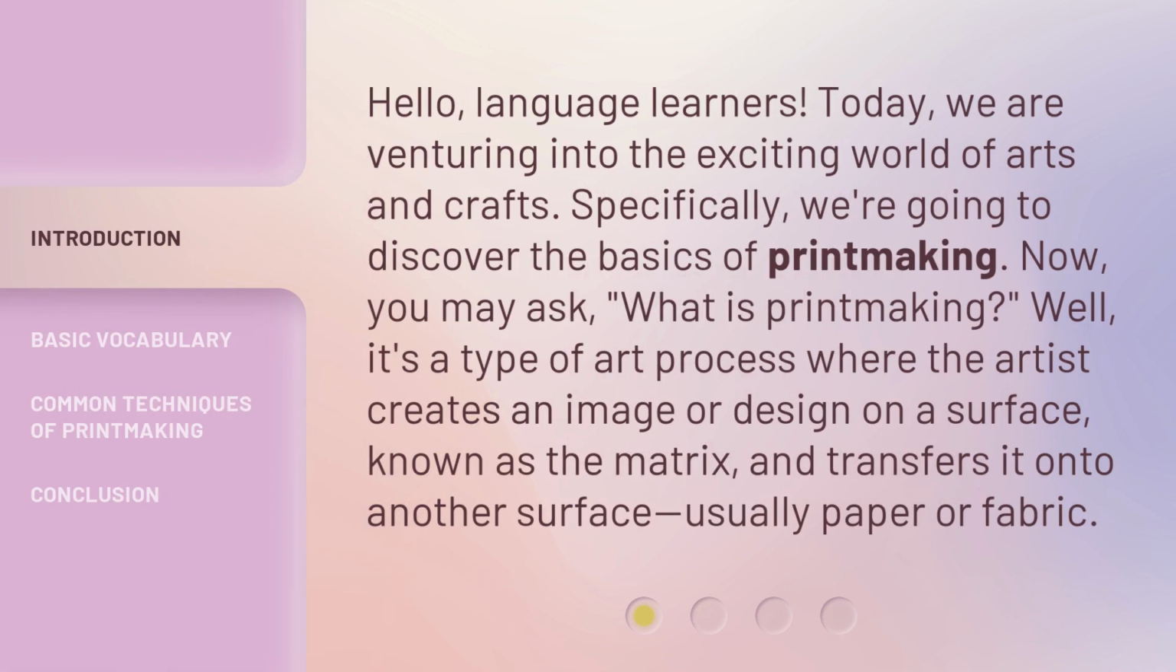Hello, language learners. Today, we are venturing into the exciting world of arts and crafts. Specifically, we're going to discover the basics of printmaking. Now, you may ask, what is printmaking? Well, it's a type of art process where the artist creates an image or design on a surface, known as the matrix, and transfers it onto another surface, usually paper or fabric.